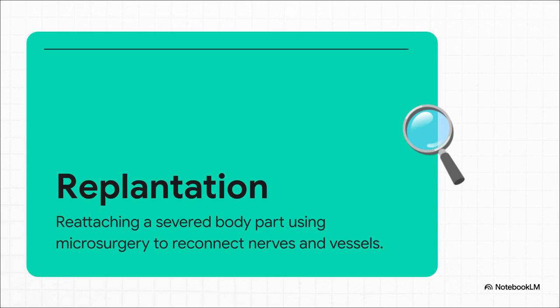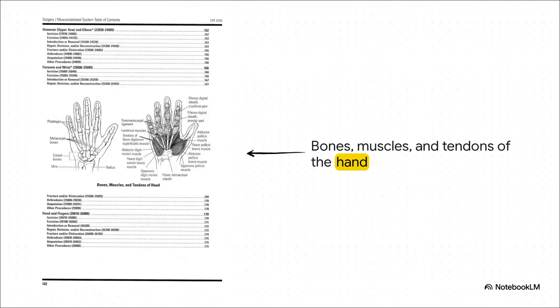And it is absolutely crucial to note that this is vastly different from just repairing a partial amputation. If that body part is still attached by even a tiny, tiny bridge of skin or tissue, you're coding a repair, not a replantation. Just look at the complex anatomy of the hand here.